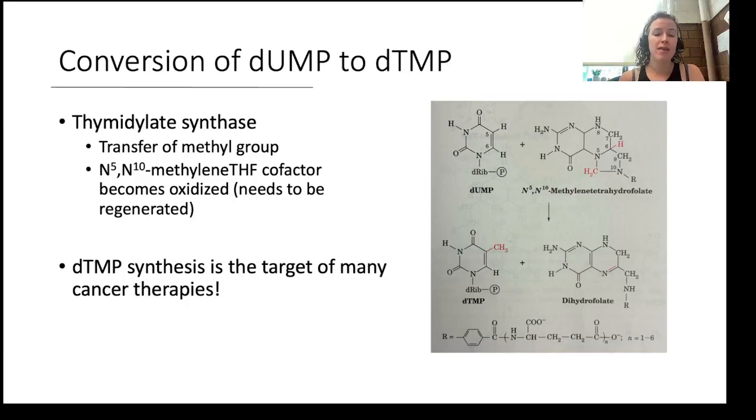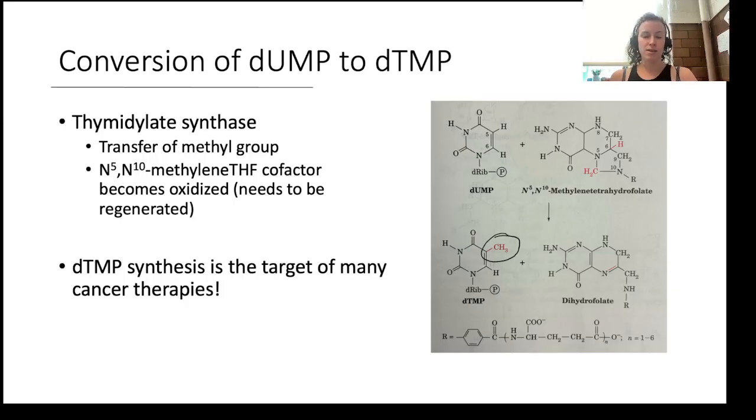This is performed by thymidylate synthase. This enzyme is performing the transfer of a methyl group. That is the only difference, right, between uracil and thymine, this methyl group here. The transfer is performed with a cofactor that we've seen before, THF. This is folate. But the one carbon transfer is a little bit different. We saw transfer of formyl groups in purine biosynthesis. This is transfer of a methyl group, so we're using a slightly different version of the folate cofactor.